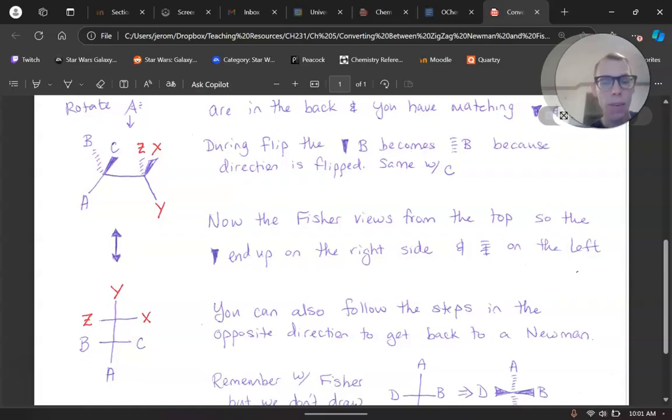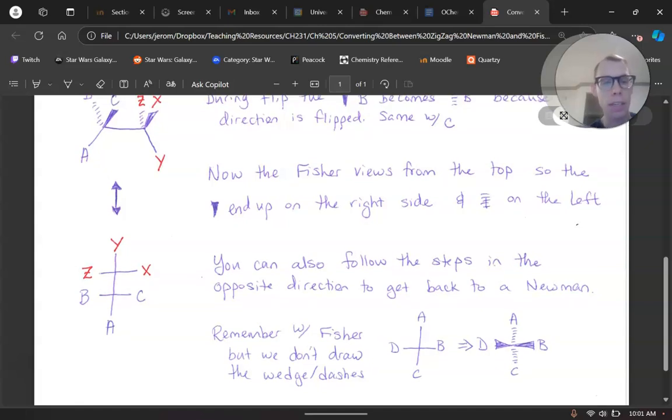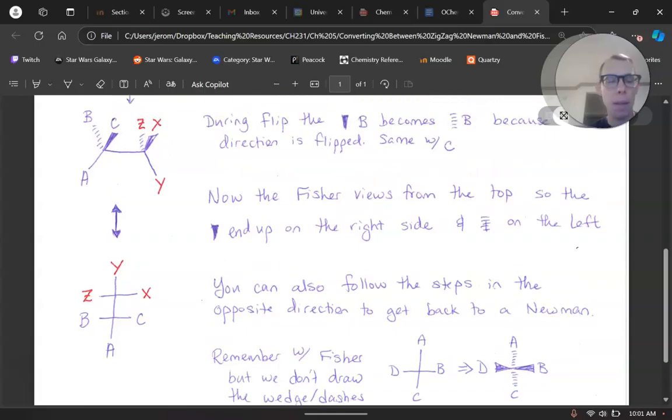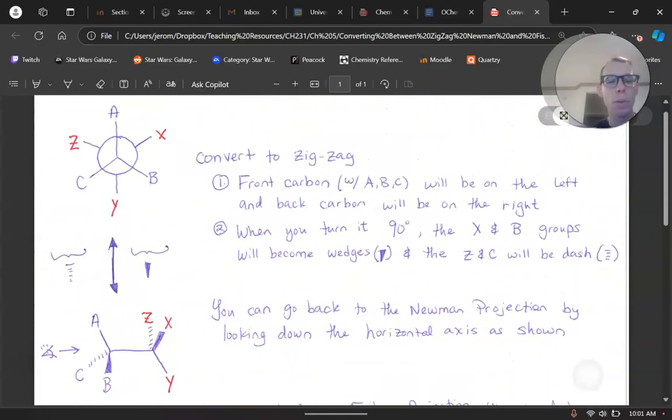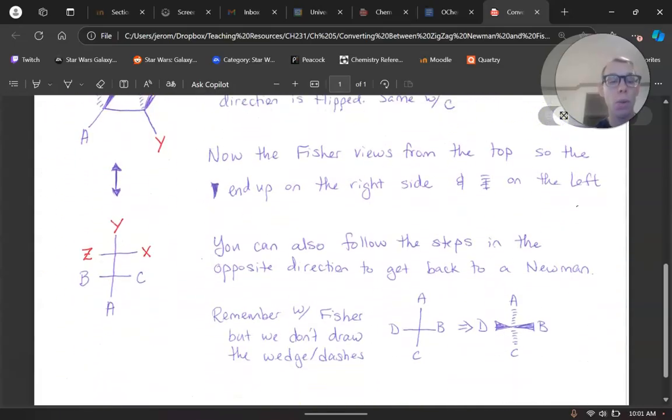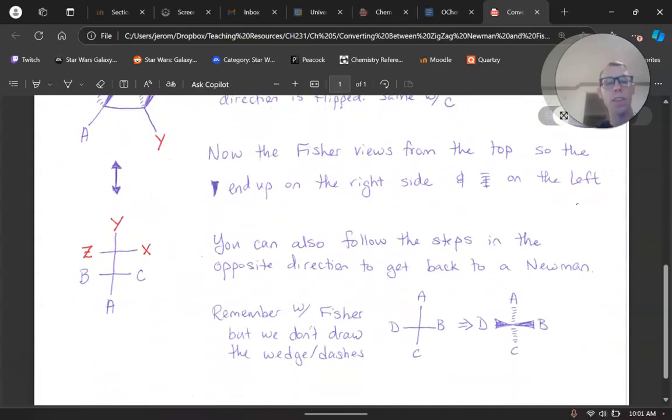And as a quick reminder for your Fisher projection, even though we show those as just normal lines, those are actually wedges and dashes associated with them. And there is our process of interconverting between these. I hope this will be a nice little instruction sheet, a way to think about, if I give you a Newman projection, could you go all the way down to a Fisher? Or if I give you a Fisher projection, could you turn that all the way back into a Newman?